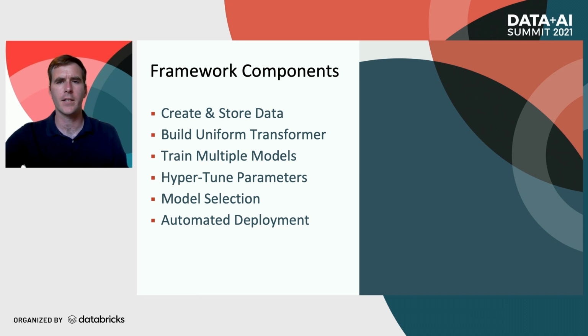In order to successfully execute this newly designed framework, we determined that these components were critical for the longevity of our project. We had to create and store our training and testing data, build and utilize a uniform transformer for feature engineering, train multiple models efficiently and in parallel, hypertune a variety of parameters across various models, compare and select the best performing model, and automate this entire process from end to end for a seamless deployment.